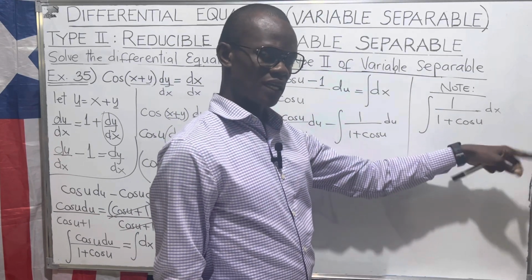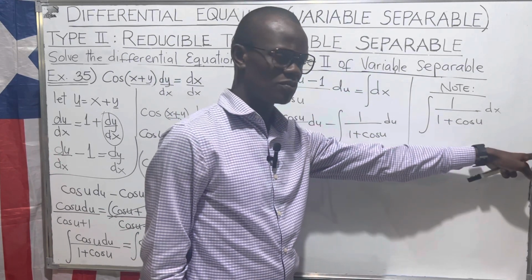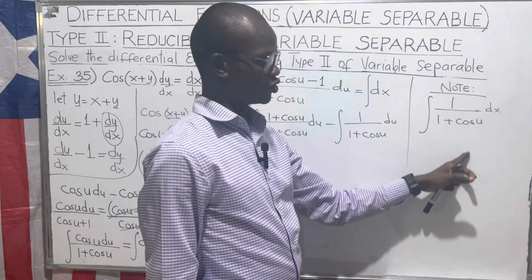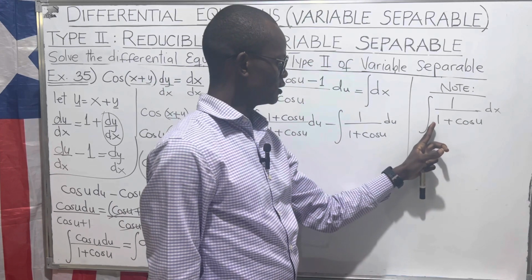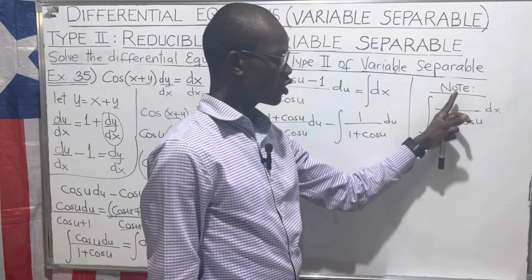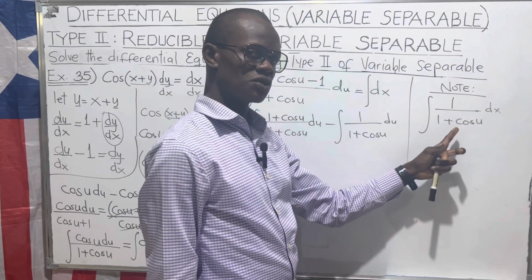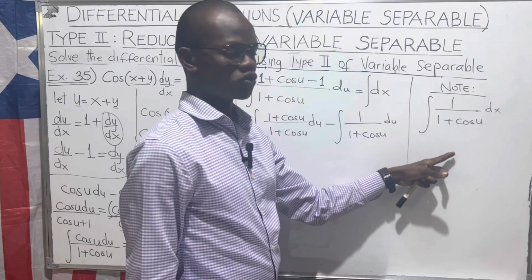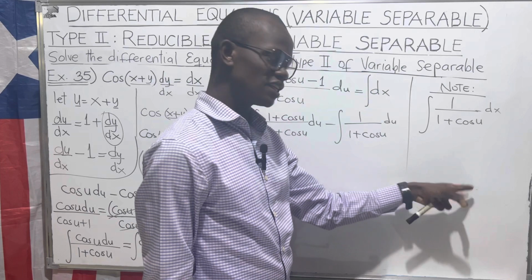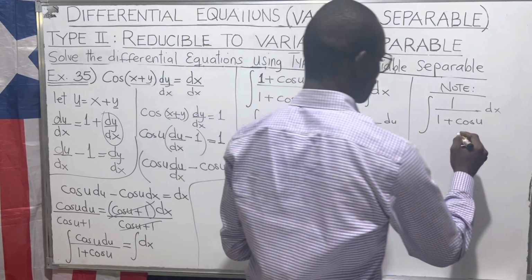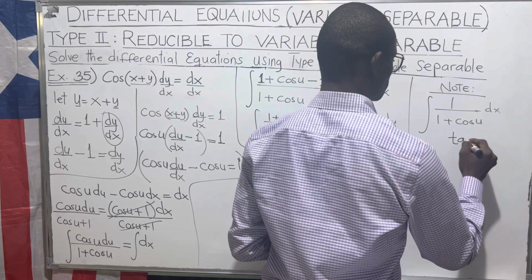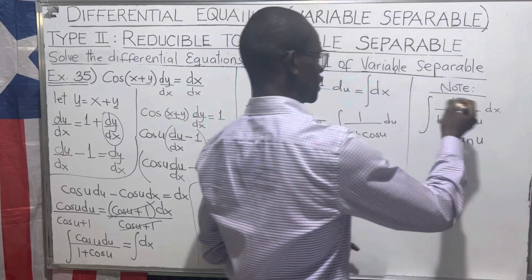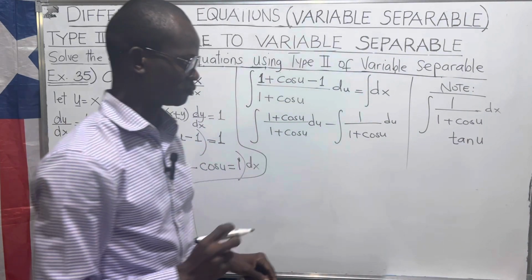Sin and sin will cancel. You'll be left with 2 cos square u over 2. So 1 divided by 2 cos square u over 2. 1 over cos is secant. So this is the integral of secant square u over 2. The integral of secant square is just equal to tangent. So the integral of this is just tangent of u.